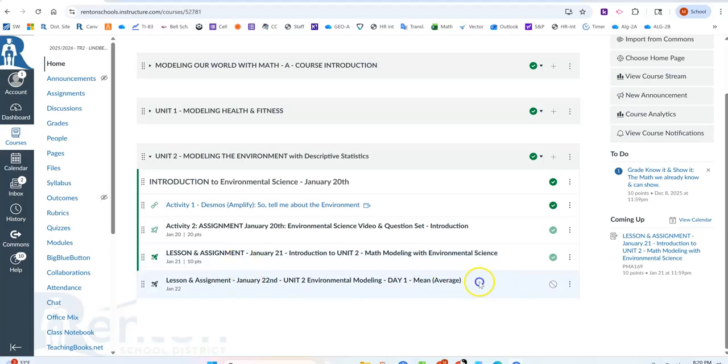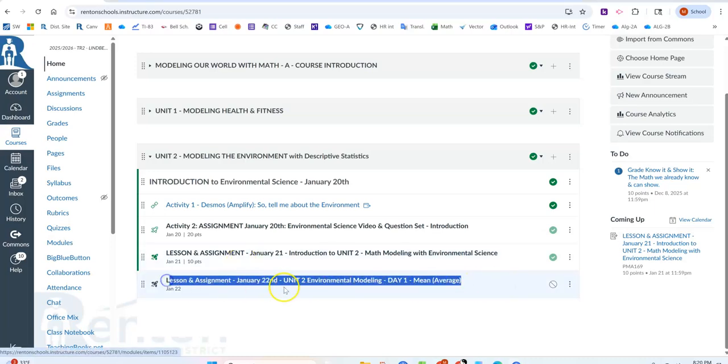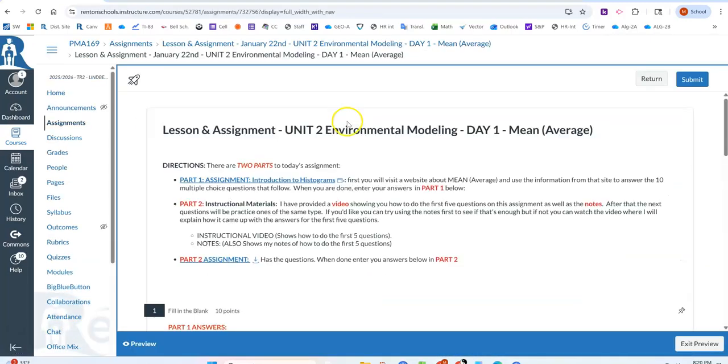Hello, hello. Today we are going to be doing this lesson here. Day one, mean, which is another word for average. So please go ahead and click on that and open that. Okay, so here we are.